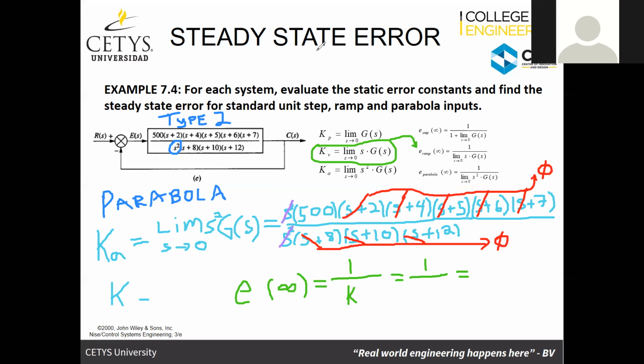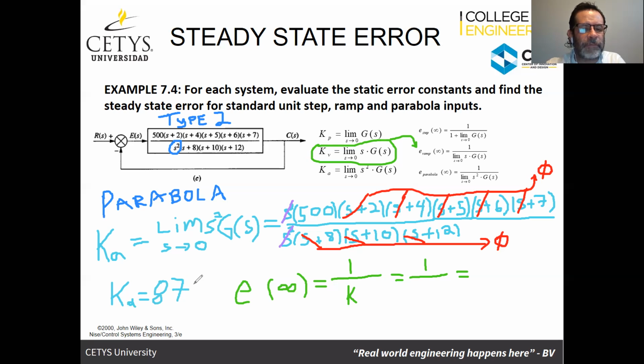875. Yes. Good. Thank you, Pablo. So this is going to be KA. Please verify those calculations, everybody. 875. Perfect. Thank you. 875.